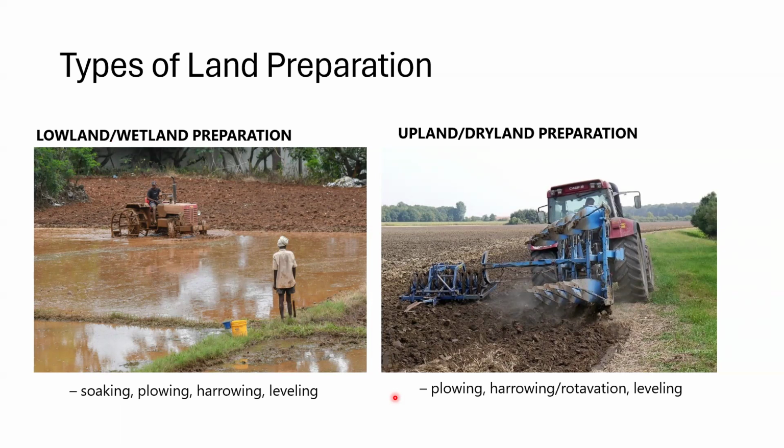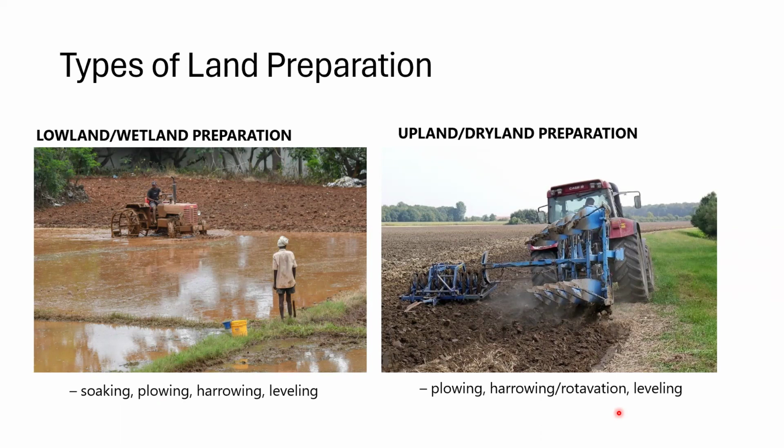And that step involves water. So sabi dito, under lowland or wetland preparation, we have 4 steps. Una dyan yung soaking or pag-submerge sa tubig, then plowing, harrowing, then lastly leveling. Whereas sa upland or dryland naman, wala siyang soaking. Nag-start na sa plowing, then second is harrowing or rotation, then lastly is leveling.